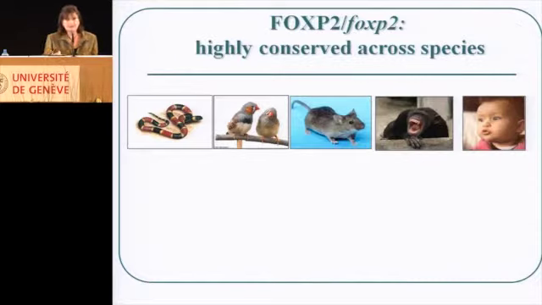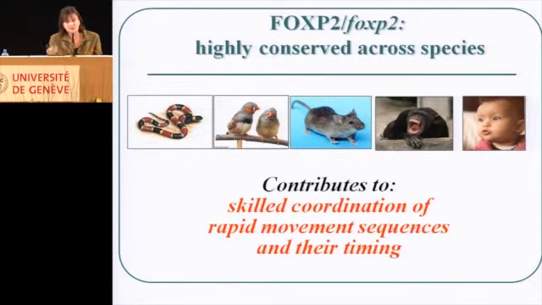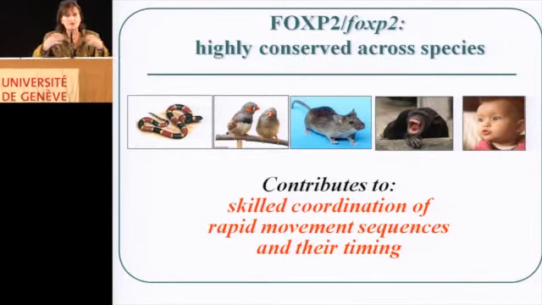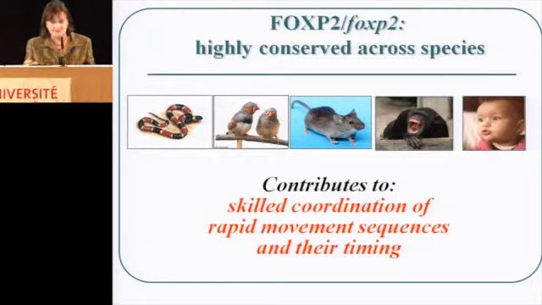So we have a highly conserved gene across species, even the snake has it, birds, I said, the mouse, a lot of studies now of chimpanzees and the human. And what it seems to be involved in is not a gene for human language, but it contributes to the skilled coordination of rapid movement sequences and their timing. And you can imagine how this might impact over time on some domains more than others.